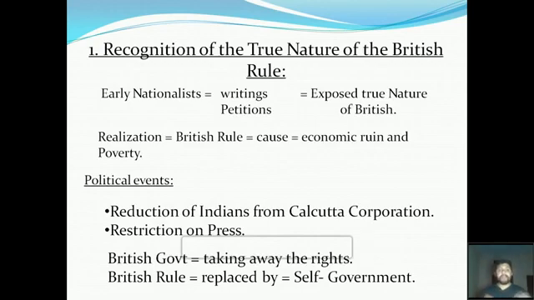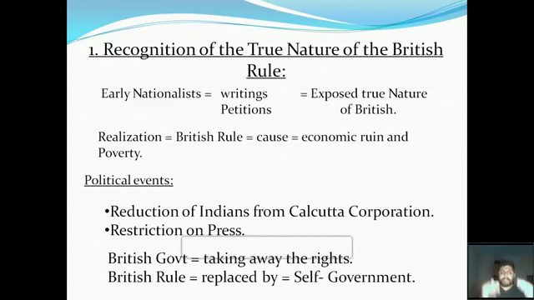Once they realized the real nature of the British, they had only one idea in their mind: if India wants to get further growth and development, British rule should be replaced by self-government. Self-government means the government which will be run by the Indians. So that was the realization of the people of India.